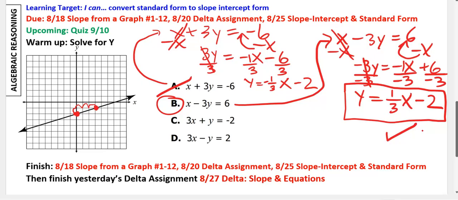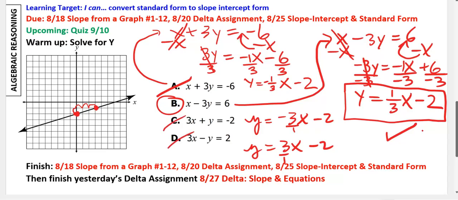Now, I'm going to save you all the work on these next two, but if you were to solve them, you would just have to subtract the 3x on this one. y equals negative 3x minus 2. Negative 3 over 1 is not this slope. And on this one, you would get positive 3x minus 2. This is not a positive 3 over 1 slope. This is 1 over 3, okay? So these are wrong. The answer is B.